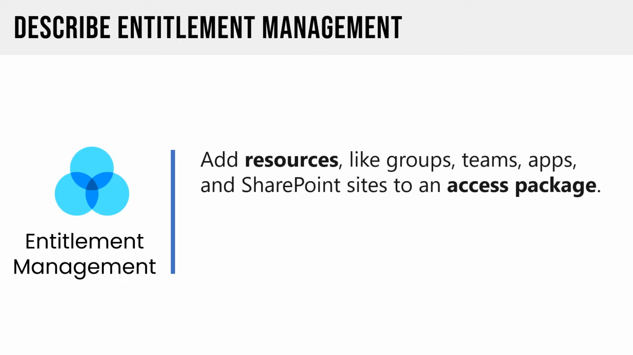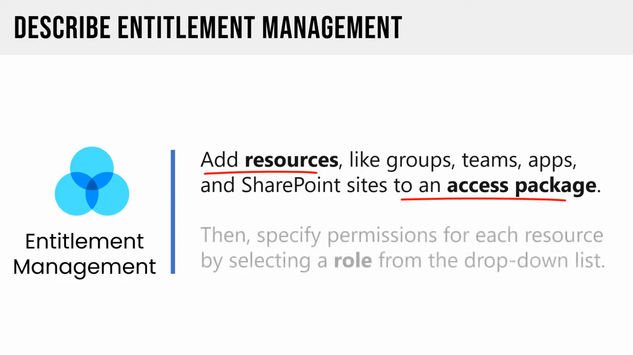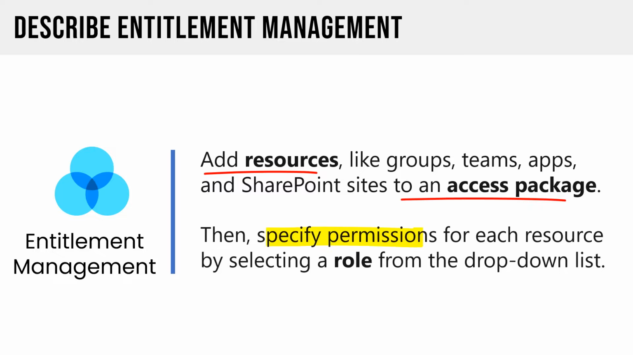What you can do is simply add resources like groups, teams, apps, and SharePoint sites in the entitlement management feature to an access package, a single package that contains everything that, say, a new employee in a specific role would need to get started, or that would be required for onboarding a new member of a project team. And then when you've added those resources to the package, you can specify permissions for each resource by selecting a role from the drop-down list.